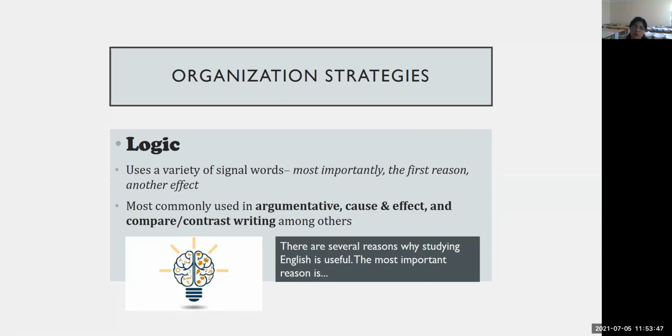The next organization strategy is logic. Here, a variety of signal words are used, most importantly, the first reason, another effect, and most commonly used in argumentative, cause and effect, and compare-contrast writing, among others. For example, there are several reasons why studying English is useful. The most important reason is English is an international language, and knowing English, you can study abroad.